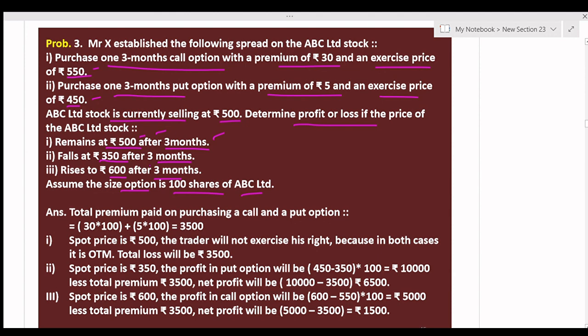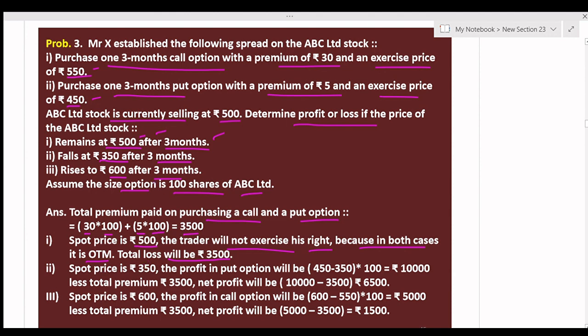Only the premium paid will be the loss. The total premium paid on purchasing a call and put option will be rupees 30 for call option premium into 100 shares plus rupees 5 into 100 shares, which is equal to rupees 3,500. Now the first problem, when it is 500, the trader will not exercise his right because in both cases it will be OTM, and the total loss will be rupees 3,500.